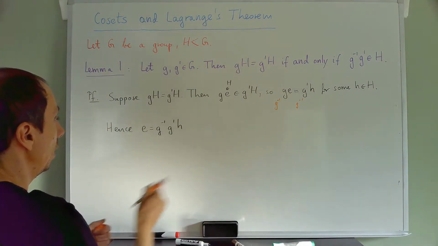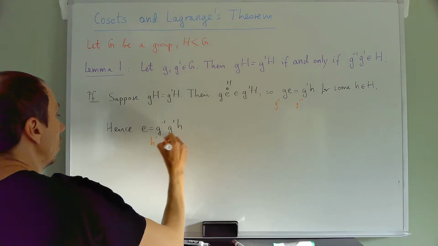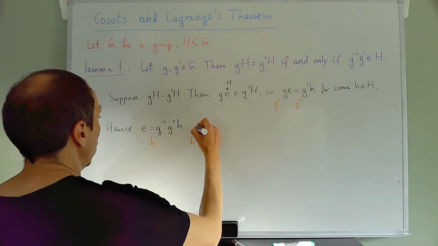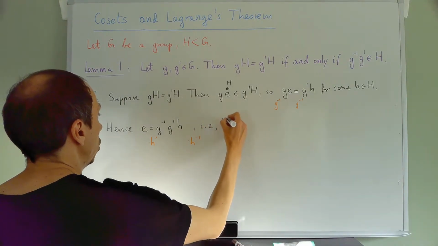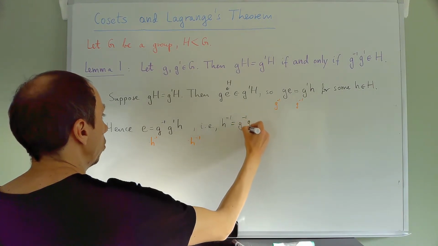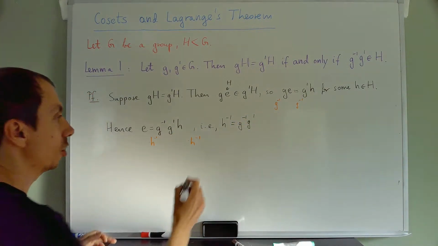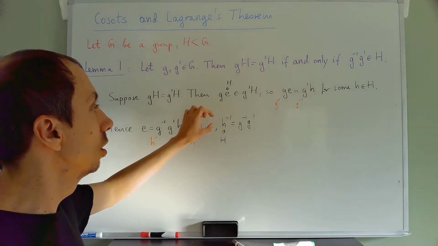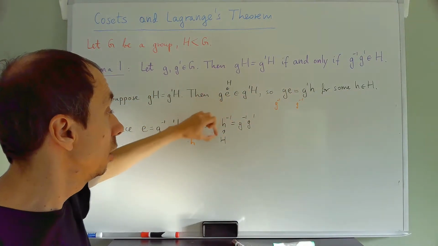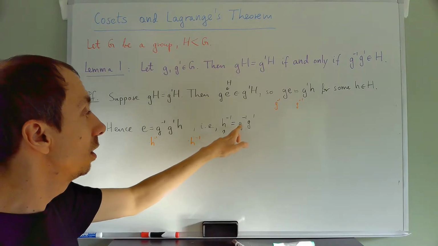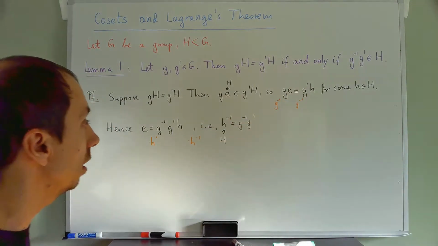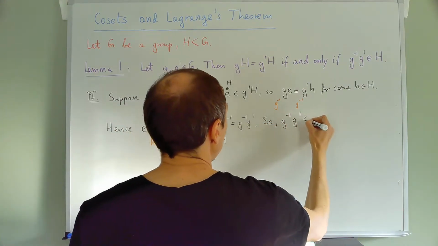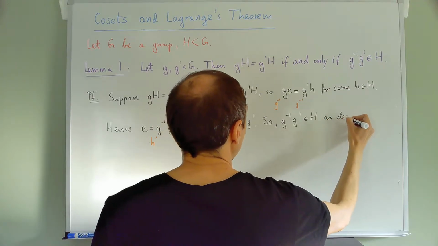So now I'm going to multiply both sides on the right by h inverse. And what do we get? I get that h inverse is equal to g inverse g prime. Okay, this h inverse cancels this h. Oh, but this is an h. Big H is a group. So if little h is in big H, then the inverse of little h is also in H. So what does that mean? That means that g inverse g prime is in H as desired.